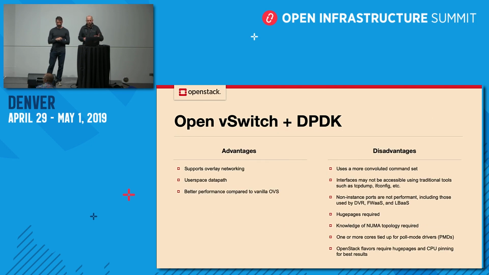So the advantages. We get to leverage all the cool stuff that we got to use with Open vSwitch. And we do get better performance because we are using the DPDK framework. Now, some of the disadvantages may be that non-instance ports are not supported. So things like TEP interfaces that may be connected to network namespaces, leveraged by firewalls as a service, LBAS, and DVR.